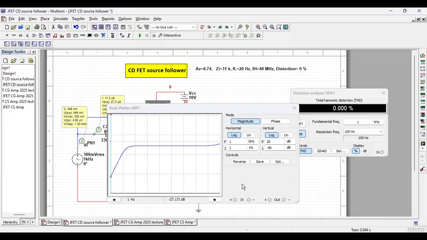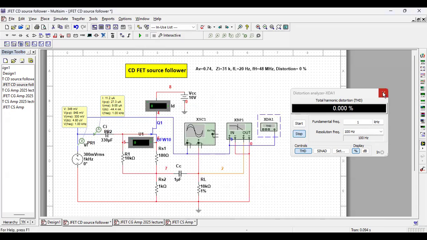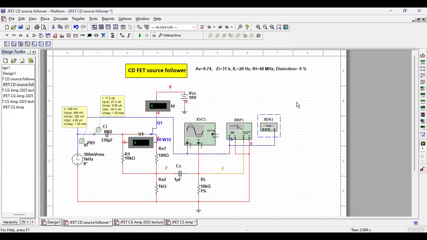So the main features of the common drain FET source follower are high input impedance, zero distortion, and very high upper cutoff frequency. So these are the last two configurations of FET. And I think I have finished the topic of FET amplifiers. Next day we shall go to the next topic.